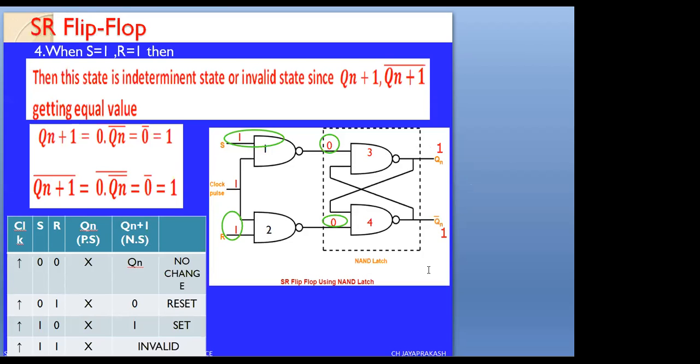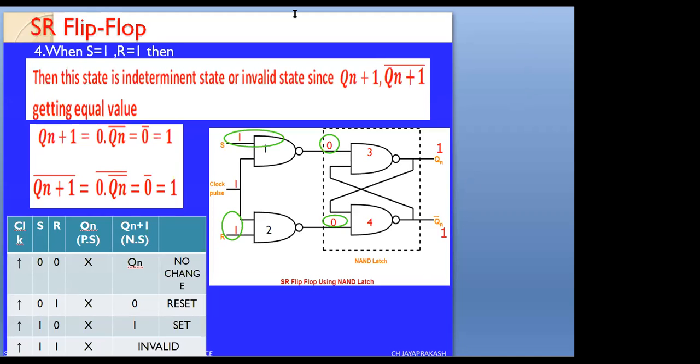Therefore, which is not a valid state or invalid state, we can call this an indeterminate state, which is not available, and theoretically this is not a valid statement. Therefore, in the SR flip-flop, the disadvantage or invalid state, we are calling this S equals 1 and R equals 1. This state is not allowed.